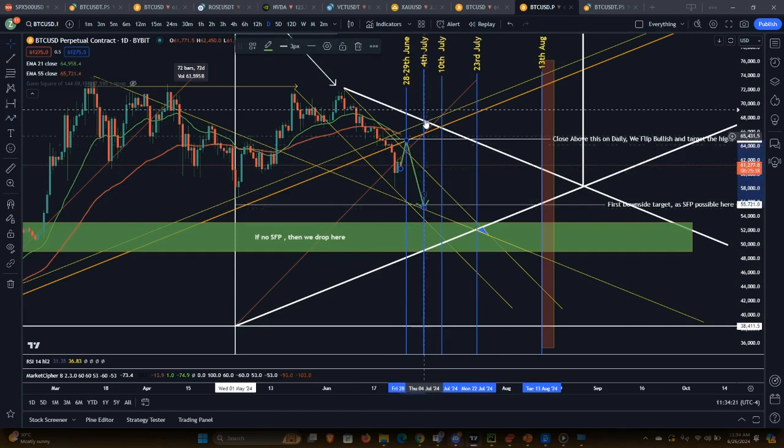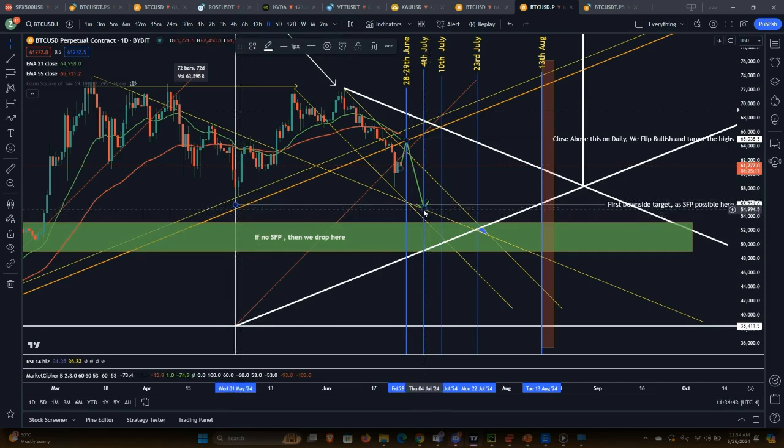So this is the next pivot, the 4th of July, the holiday in US. So I don't think we will get there on 4th of July, maybe 5th of July. And possibly find a bottom here. And this is the 56K bottom that we found over here.